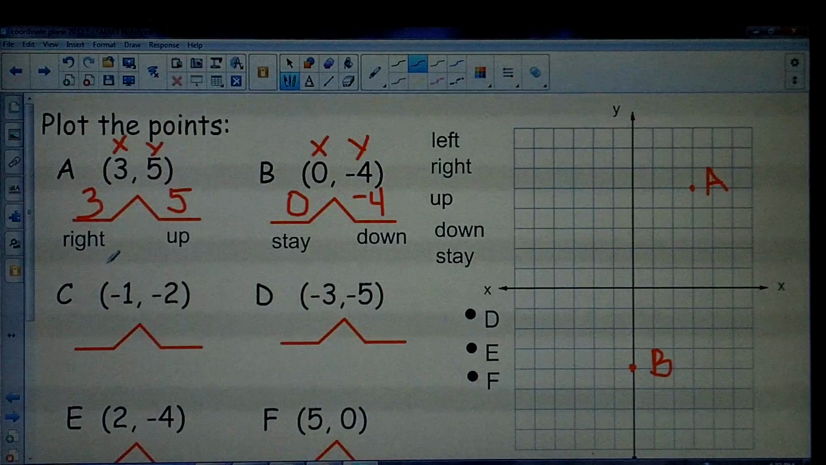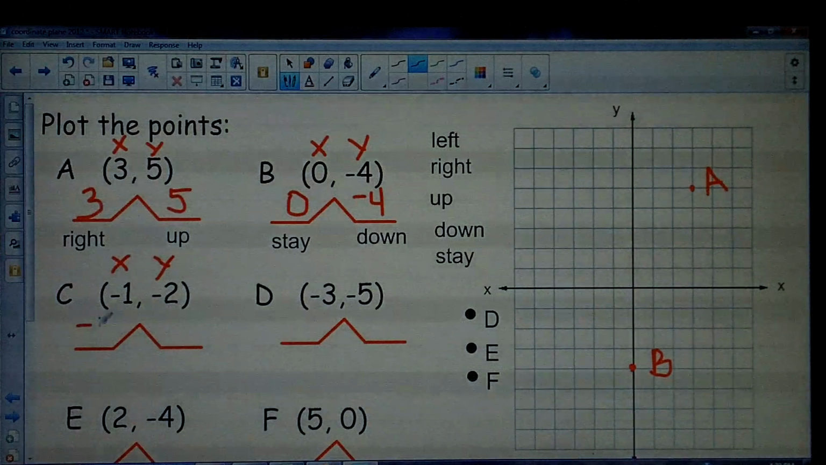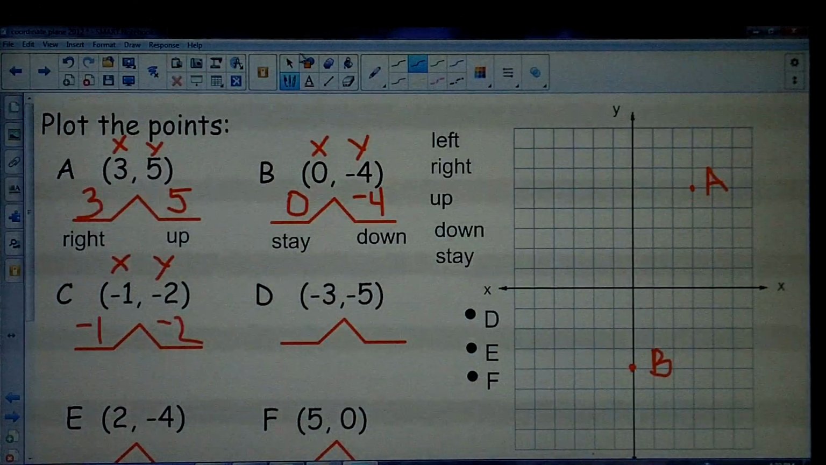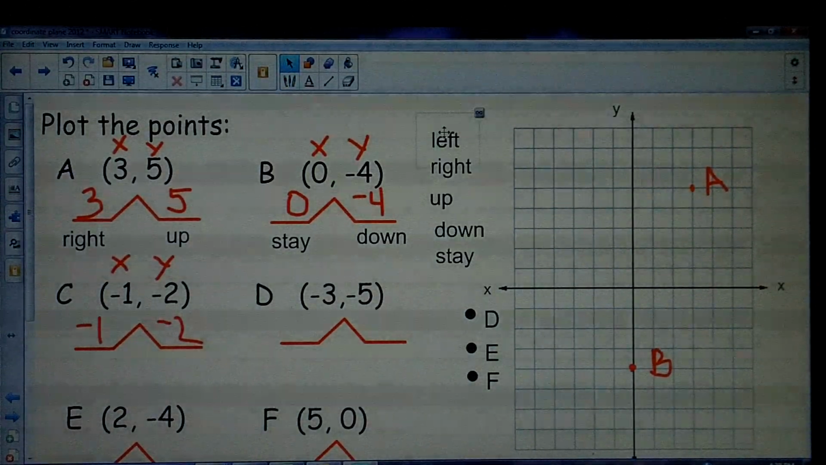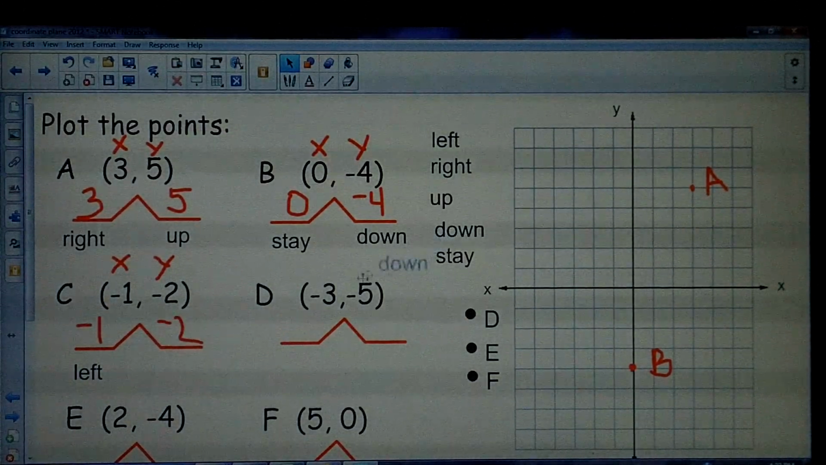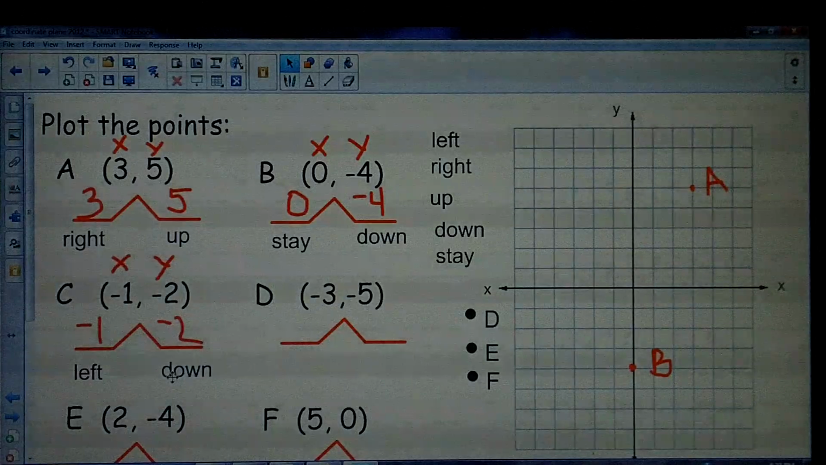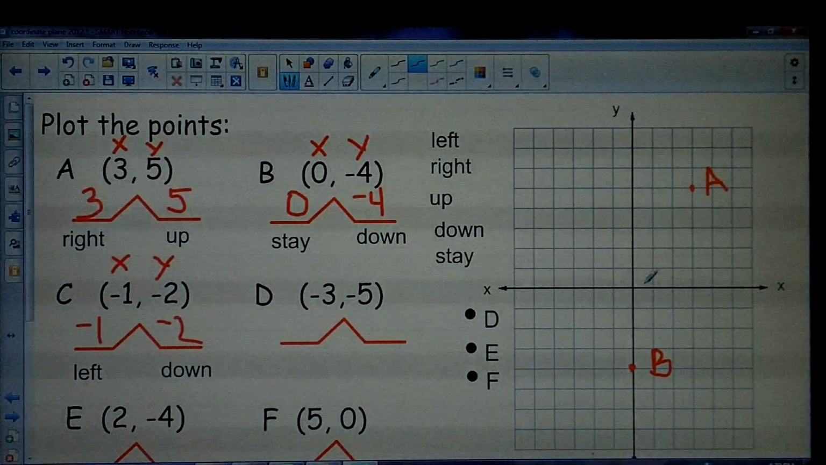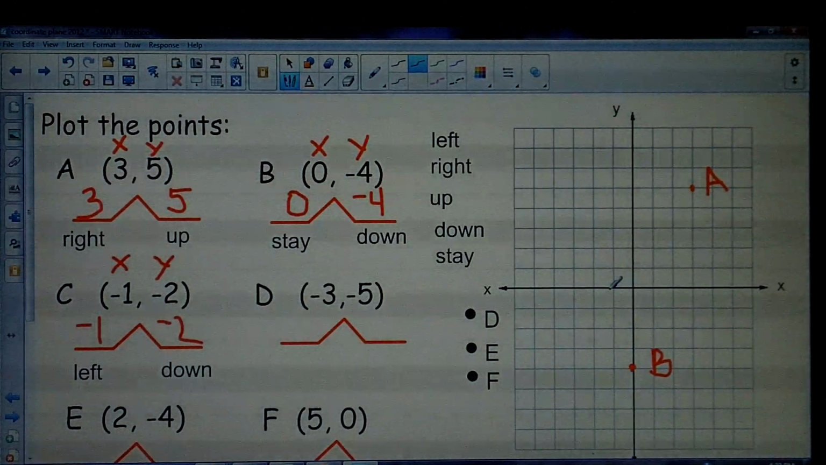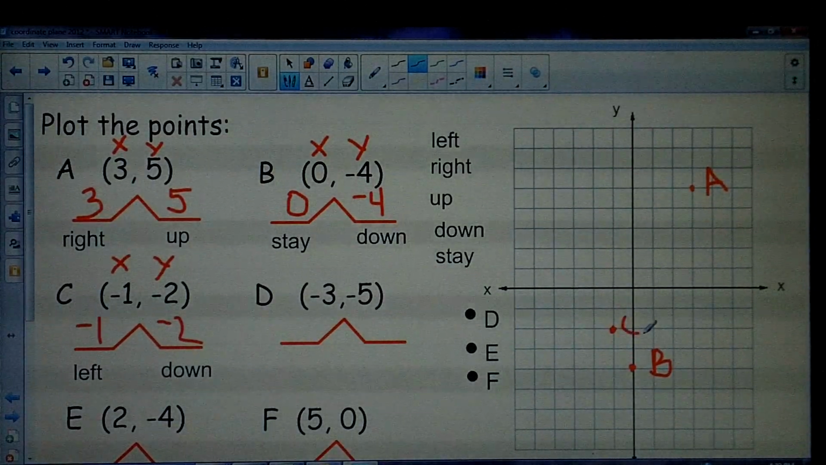Now for letter C, x is -1 and y is -2. So I'm going to write those two numbers down on my map. Remember, the x-axis is left to right, so since the x is a -1, that means to go left 1, and y is -2, and the negatives are down on the y-axis. So my directions tell me to go left 1, down 2. I'm going to put my pencil in the middle of the origin, and I'm going to go left 1 and down 1, 2. And I'm going to put a point there, and I'm going to label it C.